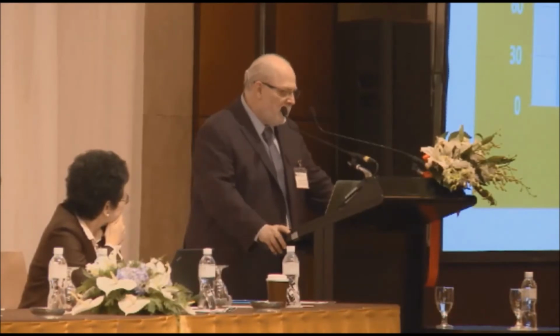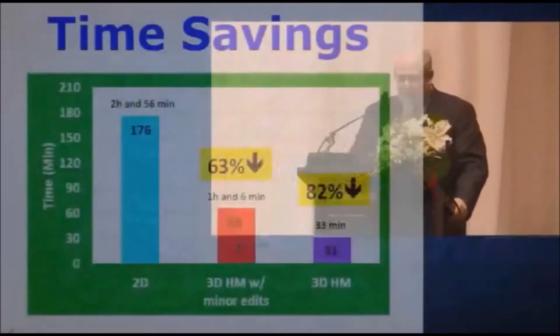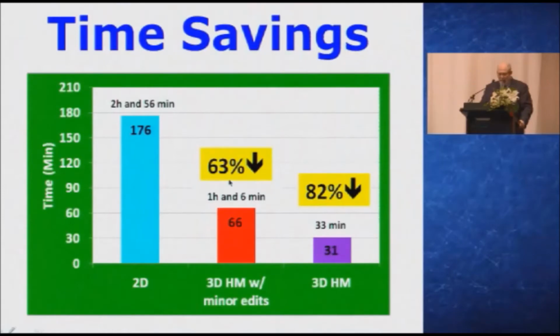And the other huge advantage is if you think about the time it takes. I told you that if we take 50 echoes and we do the calculations of volumes for the left ventricle and atrium, it would take me about 5 hours. If I use the heart model with minor edits, I can decrease 63% to about an hour. And if I use the heart model without any corrections, all of this will take me approximately 33 minutes. So there is a huge time savings.